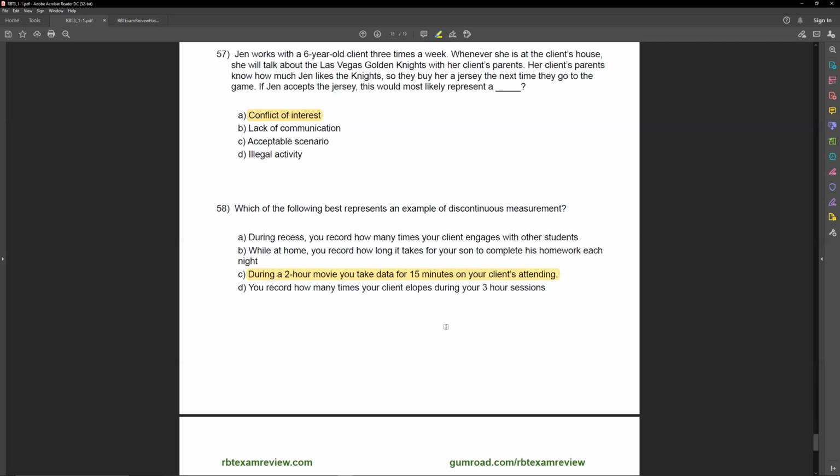And then D, you record how many times your client elopes during your 3-hour sessions. Are you getting every instance? Absolutely. How many times your client elopes, okay? Is your frequency or your rate, depending how you're recording it. Either way, every instance is continuous. Our example of discontinuous is this 15-minute block in a 2-hour movie where you're getting data.